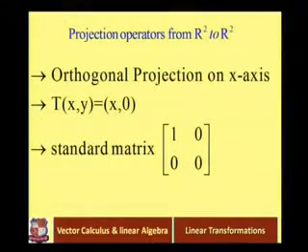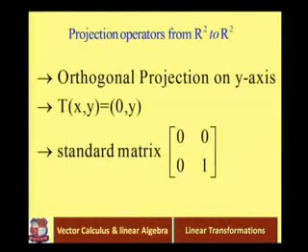Now orthogonal projection. Orthogonal projection on the x axis. T of (x, y) is equal to (x, 0). So the first coordinate is x, and the coefficient of x, y in the first coordinate is 1 0, and the second coordinate is 0, so both coefficients are 0. These are projection operators from R2 to R2.